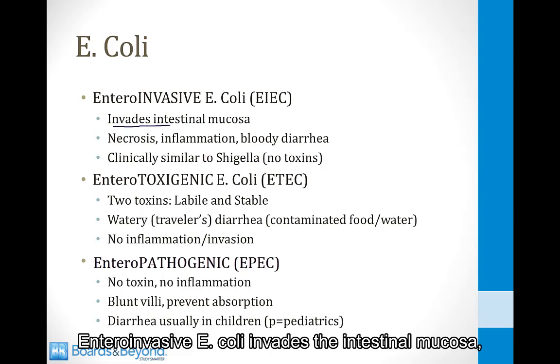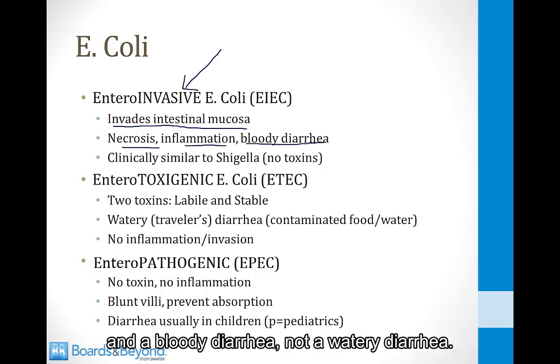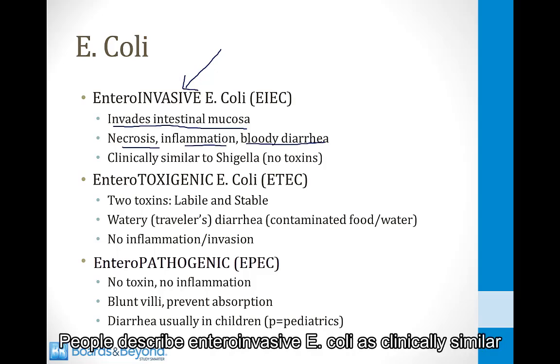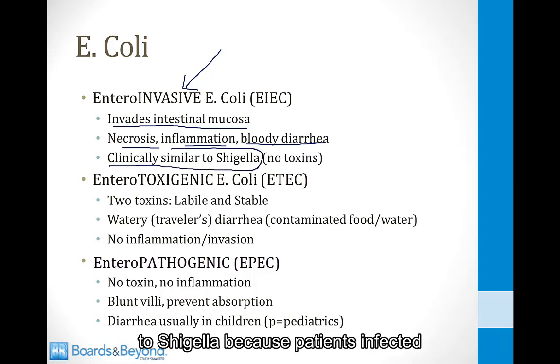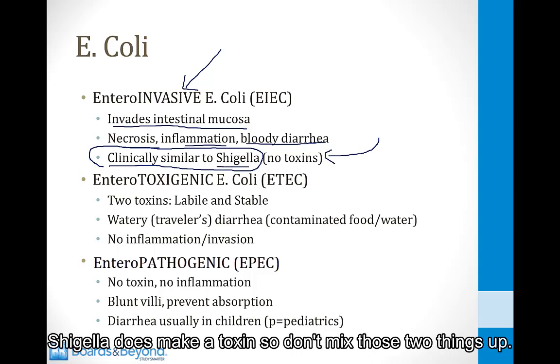Enteroinvasive E. coli invades the intestinal mucosa, just like the name implies. This leads to necrosis and inflammation and a bloody diarrhea, not a watery diarrhea. People describe enteroinvasive E. coli as clinically similar to Shigella because patients infected with both bacteria look similar. But one thing to remember is that enteroinvasive E. coli makes no toxins. Shigella does make a toxin, so don't mix those two things up.